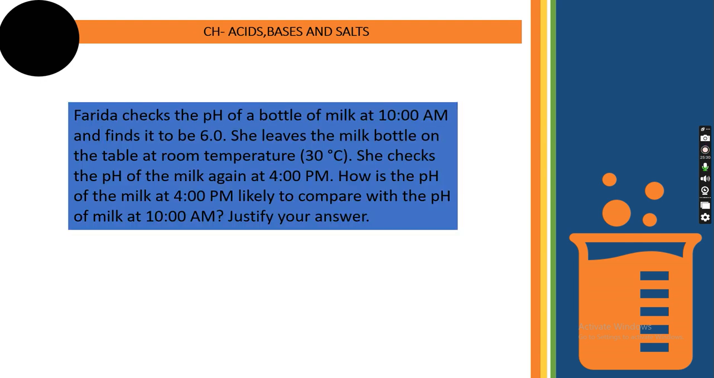Now this is again pH. Farida took a bottle of milk at 10 a.m. and checks the pH as 6. Then she left the milk bottle at room temperature, 30 degrees Celsius. Then at 4 p.m. she again checked the pH. How is the pH of the milk at 4 p.m. likely to compare with the pH of milk at 10 a.m.? 4 p.m. में जो pH चेक किया था वो ज़्यादा होगा? ओरिजिनली it was 6 at 10 बजे, अभी ज़्यादा होगा इससे या कम होगा?